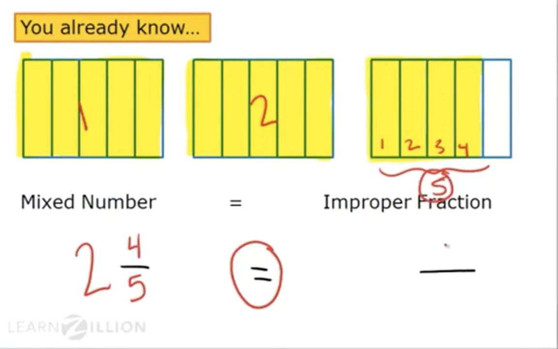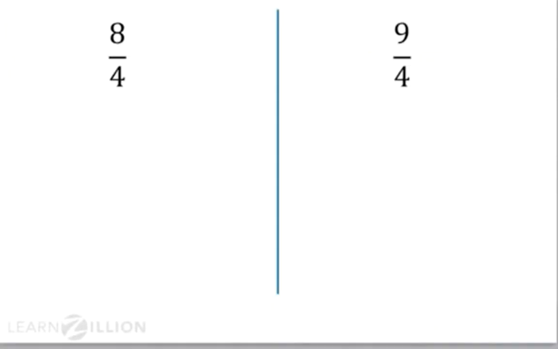But it also represents the improper fraction 14/5 because I have 5 pieces from the first rectangle, 5 pieces from the second rectangle giving me 10, and 11, 12, 13, 14 from the last rectangle giving me 14 total pieces shaded when there are 5 pieces to make one whole. Today we'll use our knowledge of the relationship between mixed numbers and improper fractions to express an improper fraction as a mixed number. I'm going to show you how to do this by using the fractions 8/4 and 9/4.